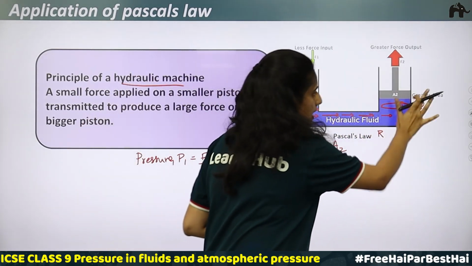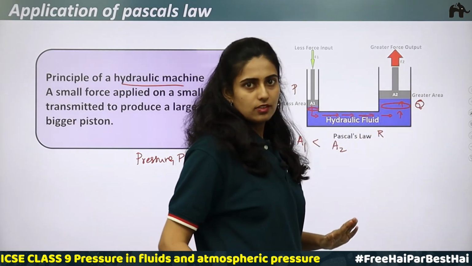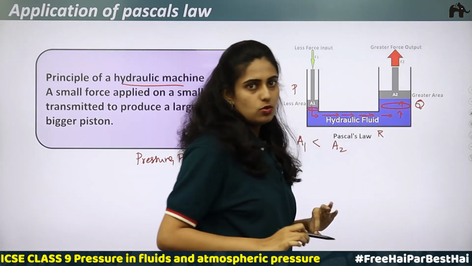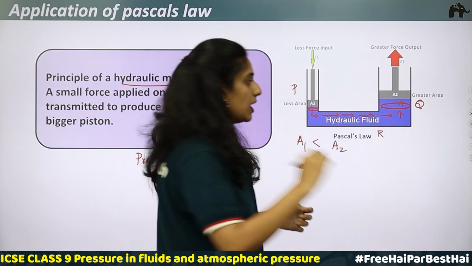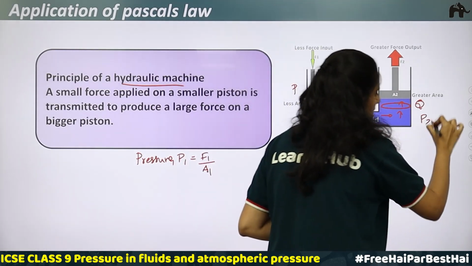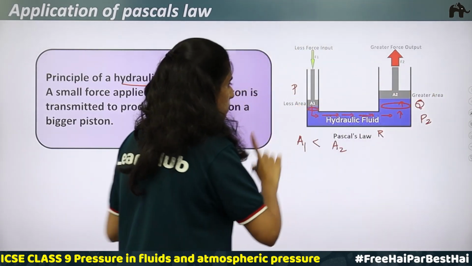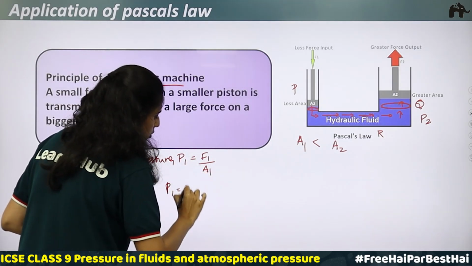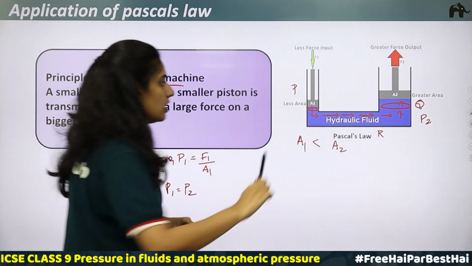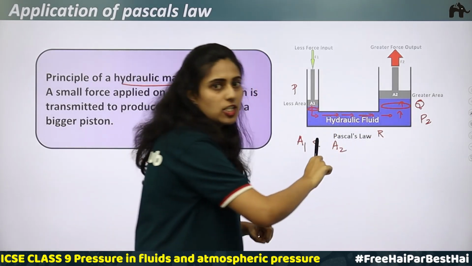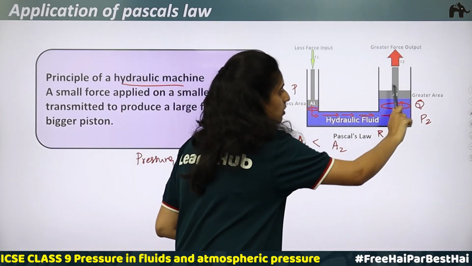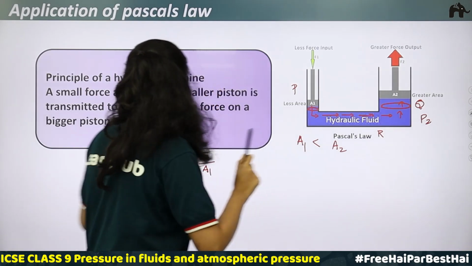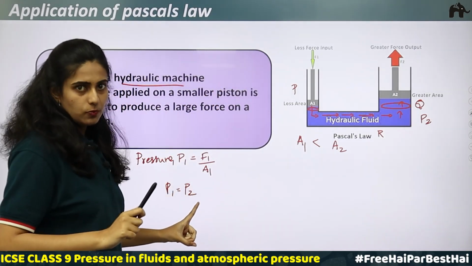Now, come to the second region, that is Q. Here the area is A2. What will be the pressure experienced? Pressure experienced will be taken as P2. According to Pascal's law, now we know that pressure P1 will be equal to pressure P2 because pressure will be the same. When you apply a pressure, the same pressure will be transmitted throughout the liquid. So P1 will be equal to P2.